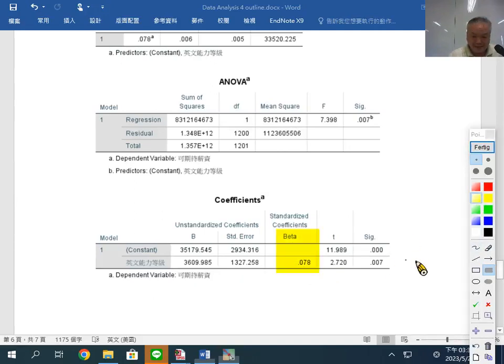Beta. And the significance level is 0.007, which is less than 5%, right? When we say there's a significant difference, we have to judge. We have to compare the p-value to the alpha value, 5%. If this is less than 5%, then we have to reject the null hypothesis.